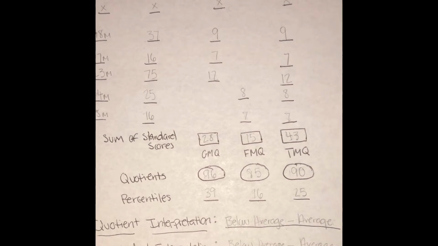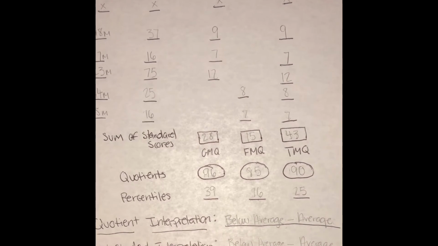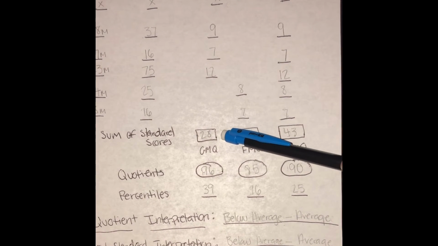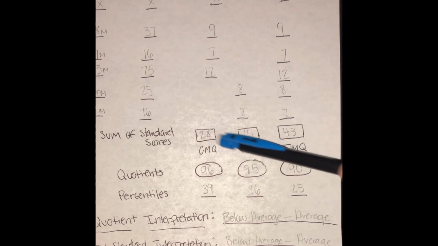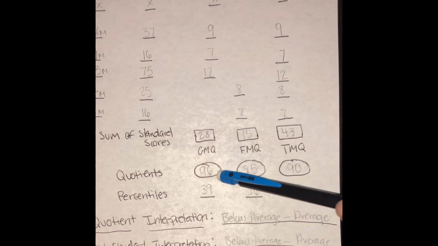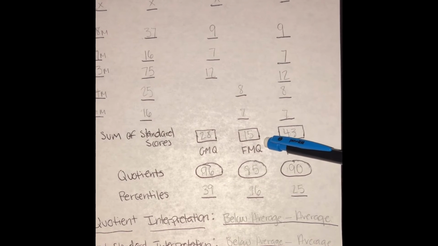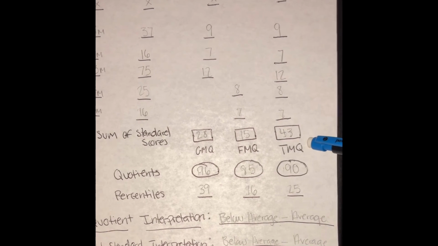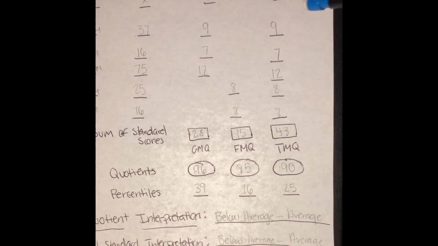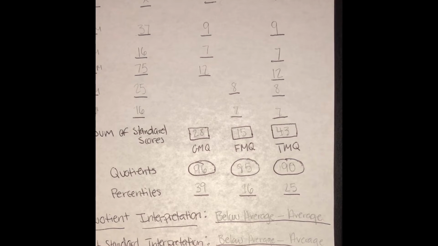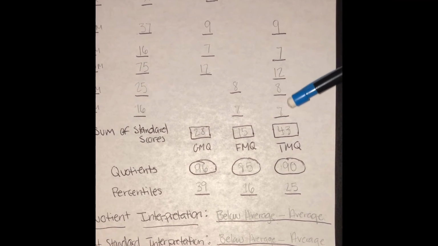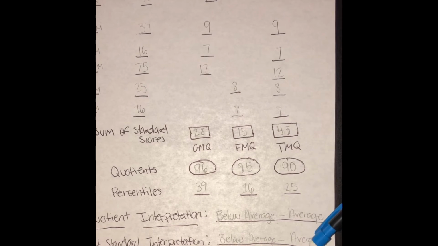From then, you will use Appendix B in order to convert the sum of standard scores into quotients. So the gross motor quotient is 96, the fine motor quotient is 85, total motor quotient is 90. So just remember that you have to double check, triple check how you're adding up each standard score because it will affect all of your calculations thereafter.